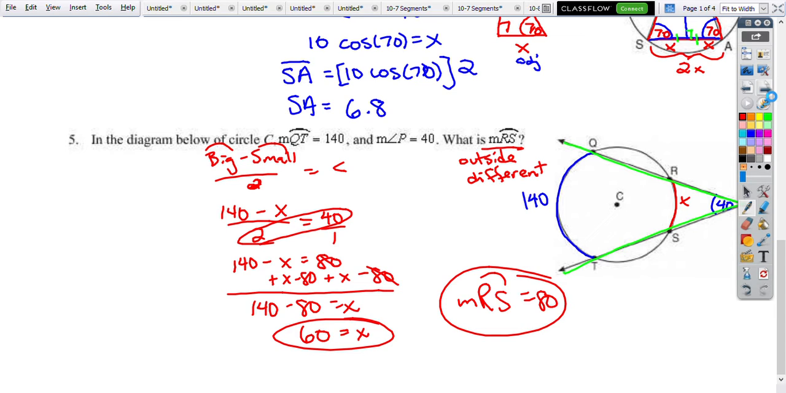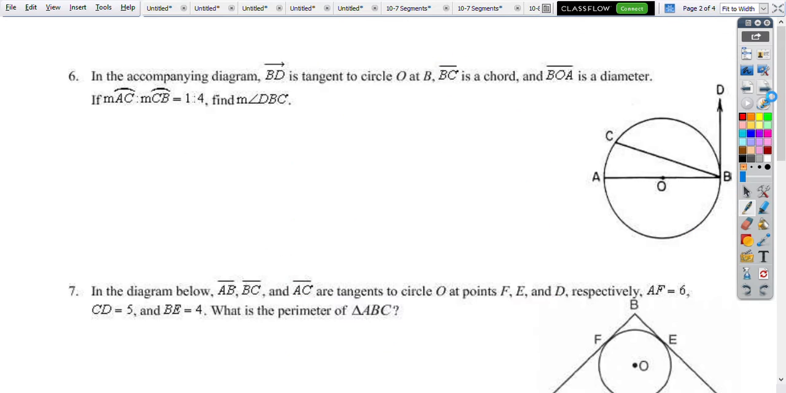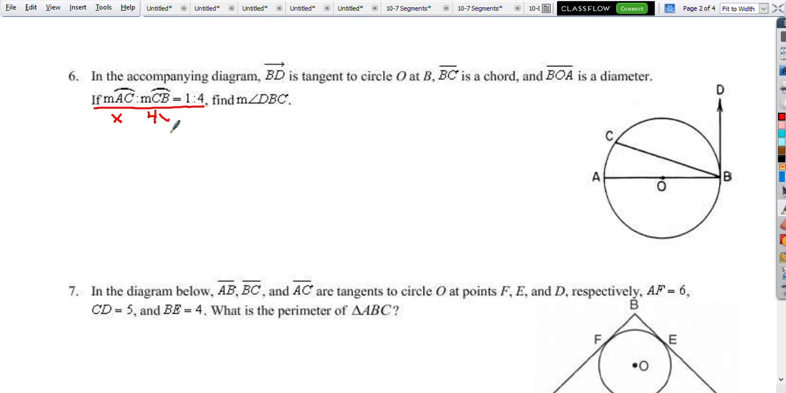Okay, on to the next page. So looking at number 6. Reading the question again, I can already see I have a ratio. So remember, this is x and 4x. And I know I'm looking for the measure of the angles. Remember, inside, average; central is the same. Inscribed, where it's on the circle, is half, and outside is going to be different, so subtract.